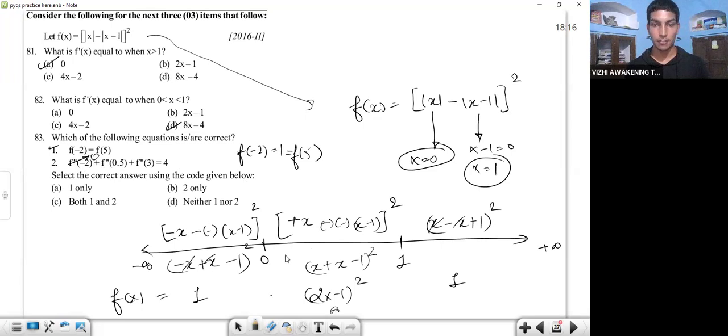For 0.5, it is lying in this period. So its derivative is 8x minus 4. Its double derivative will be 8. f double dash of 3 is the derivative of 1, which is 0 simply. So it is not equal to 4. So the second statement is incorrect. Only 1 is the correct option. We have to mark that here.